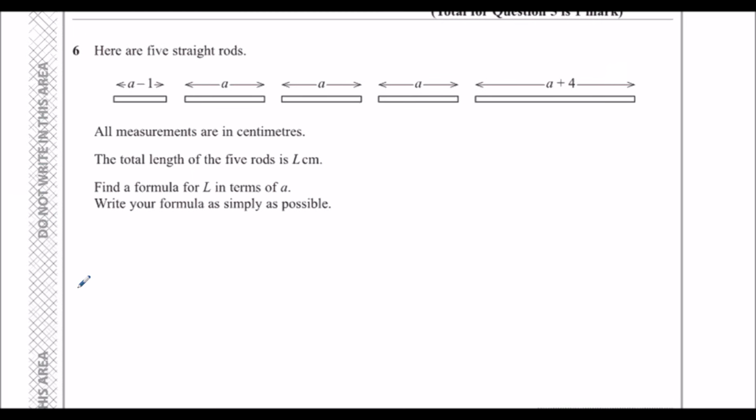Question 6. Here are 5 straight rods. So we've got A minus 1, A, and A plus 4 are the lengths of the rods. And the total length is L. And we need to find the formula for L in terms of A. So L is them all added together. So L is equal to all of these lengths added together. So a minus 1 plus a plus a plus a plus a plus 4. And all we need to do is simplify this. So it says, write your formula as simply as possible.